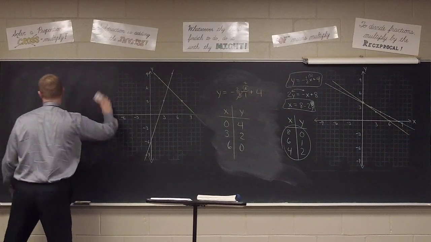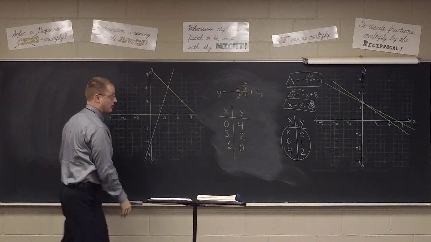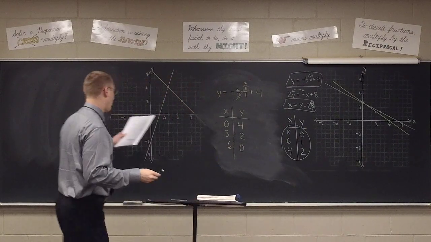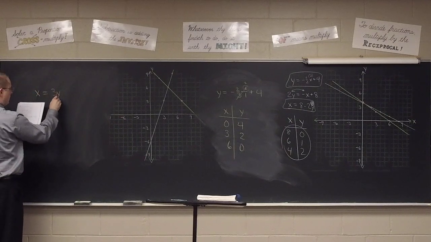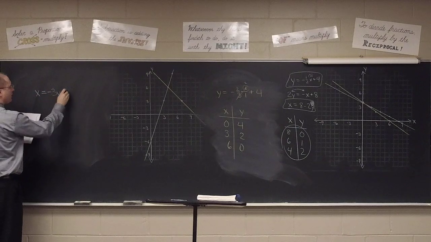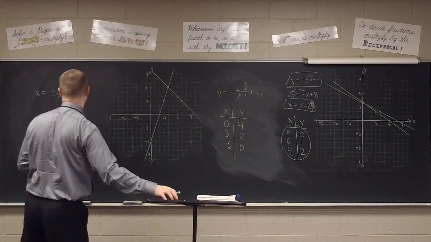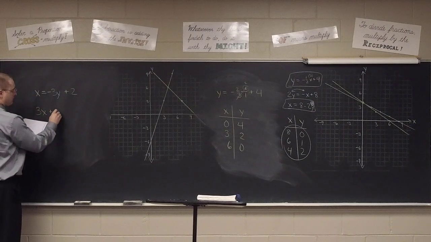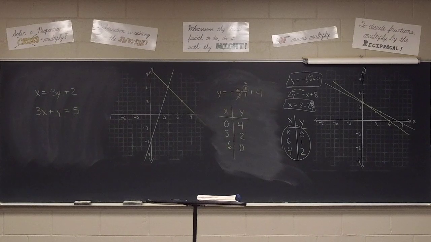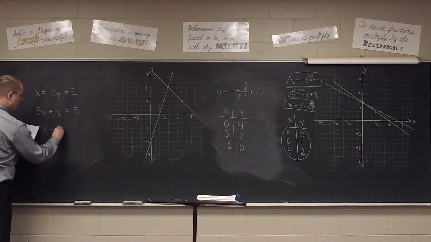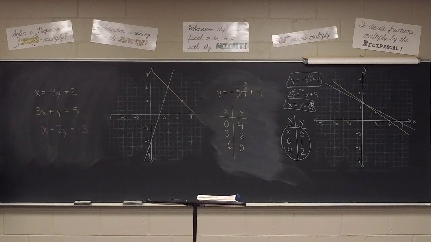All right, so here are the 3 equations I want you to graph. I'm going to give you a head start, and then I'm going to come through and graph them as well. First equation, x equals negative 3y plus 2. I'm going to graph that in white. Then 3x plus y equals 5. I'm going to graph in yellow. And let's see. It is February, Valentine's Day coming up on Sunday. So let's go with a pink chalk for our third line. x minus 2y equals negative 3. We will put in pink.